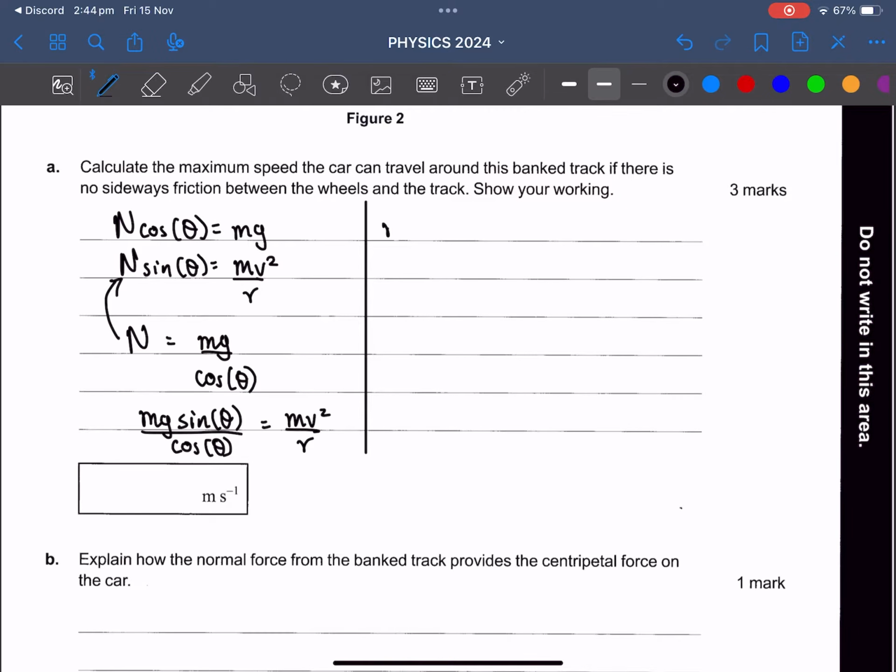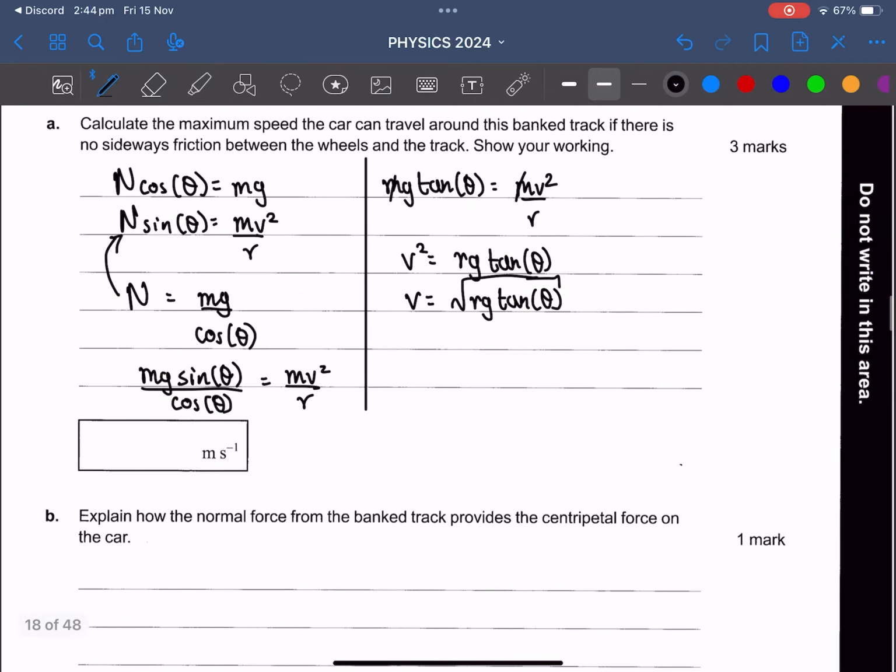So we'll get mg tangent theta is equal to mv squared over r. So our m and m will cancel out. So we'll have v squared is equal to rg tangent theta, and v is the square root of rg tan theta. So now we can just plug in the values.